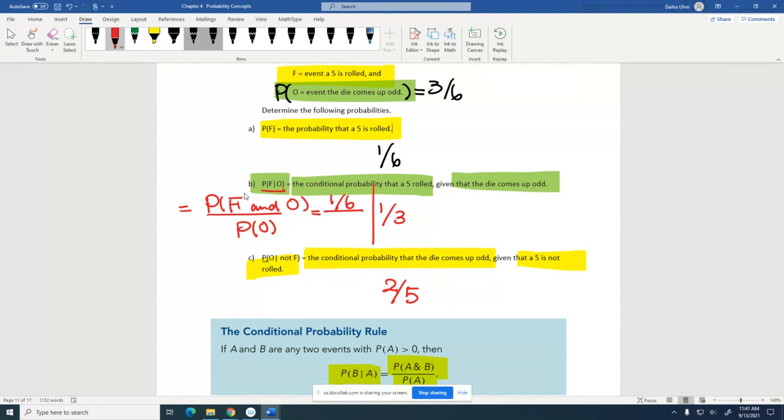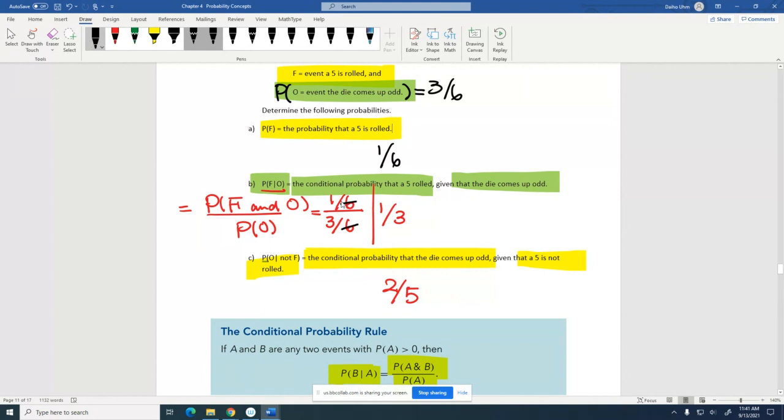Separately, let me think about the denominator. Please ignore the top one, we already got it, and focus on the denominator. It's odd numbers. How many odd numbers are there out of 6? 3 odd numbers out of 6, right? So the denominator, the probability of O, will be 3 divided by 6.